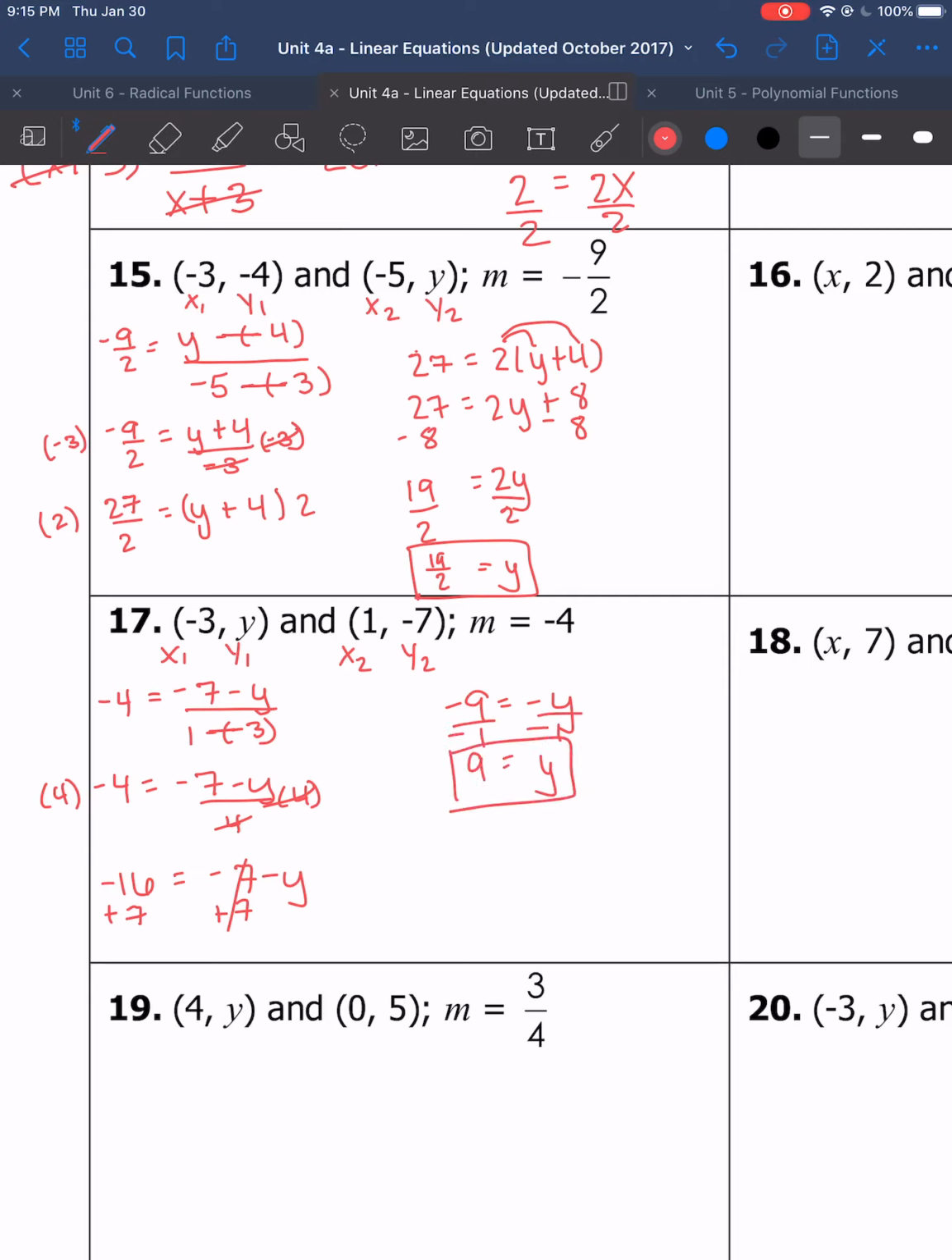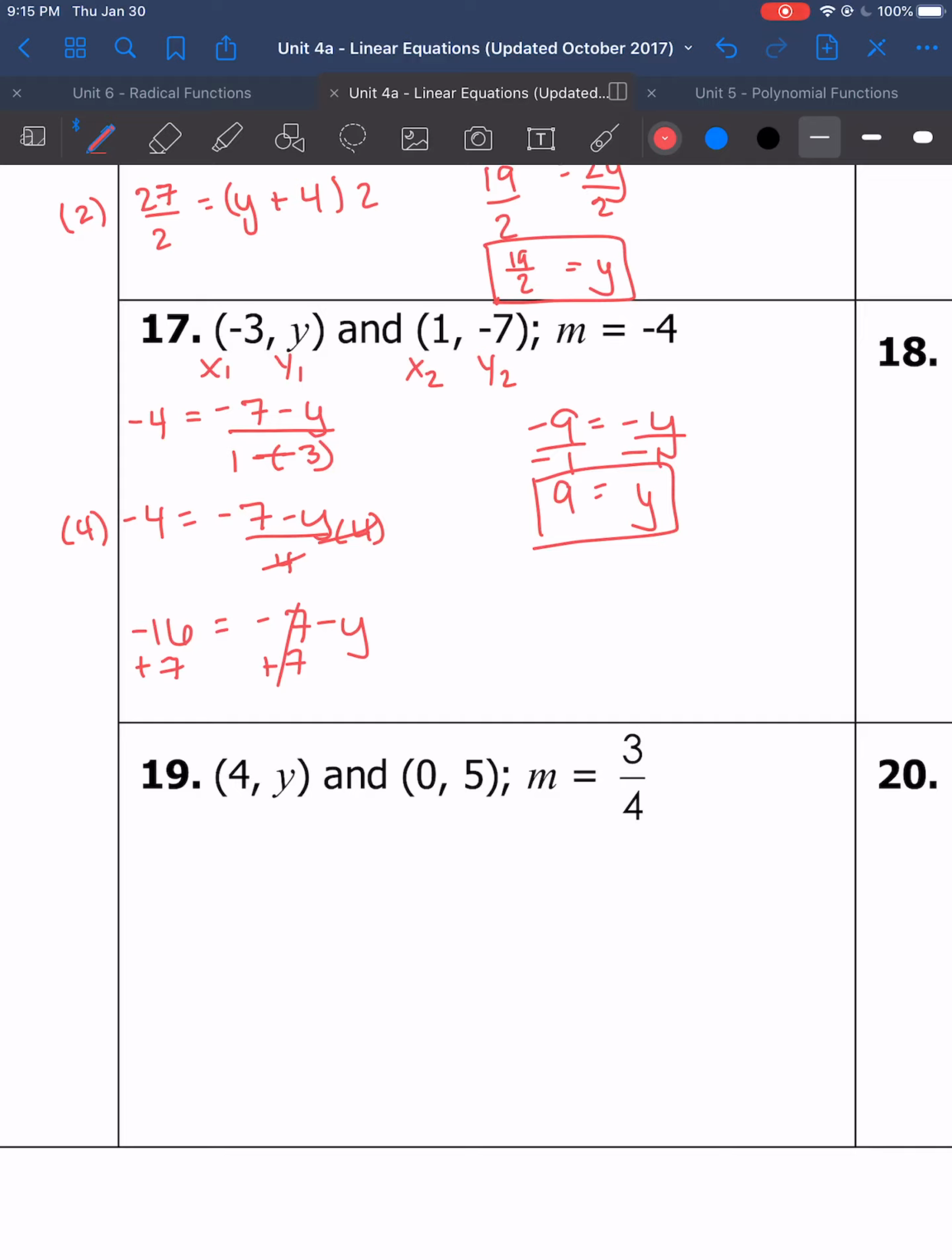These are important to know how to do though, because what if you need to do this later? It also practices your equation solving skills. So I already labeled x1, y1, x2, y2, and 3/4 is our slope. So 3/4 equals 5 minus y over 0 minus 4. That's a y, not a 4. Alright, so 3/4 equals 5 minus y divided by negative 4. I'm going to multiply both sides by negative 4.